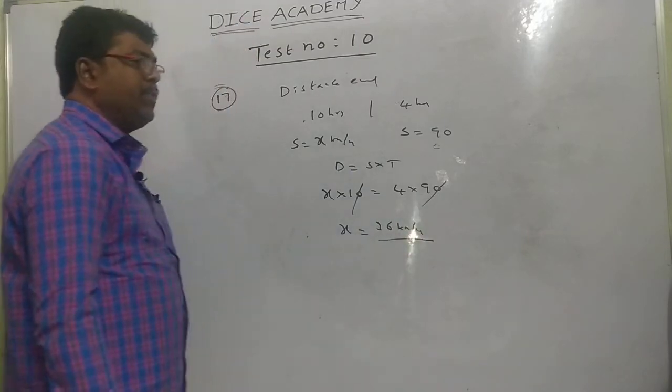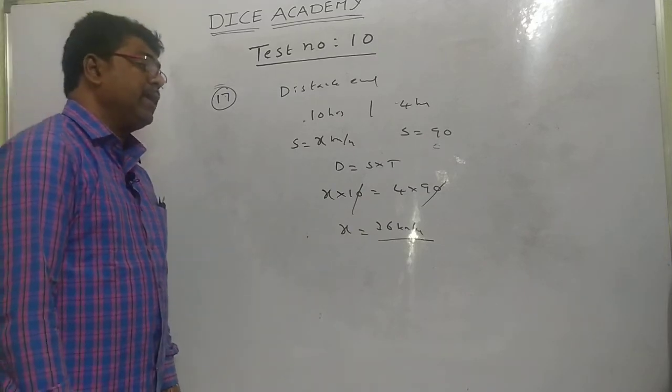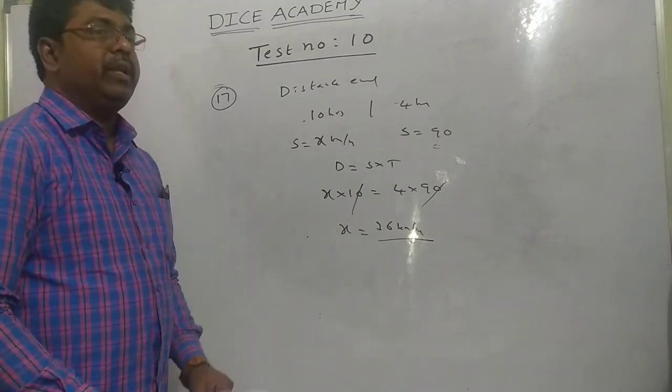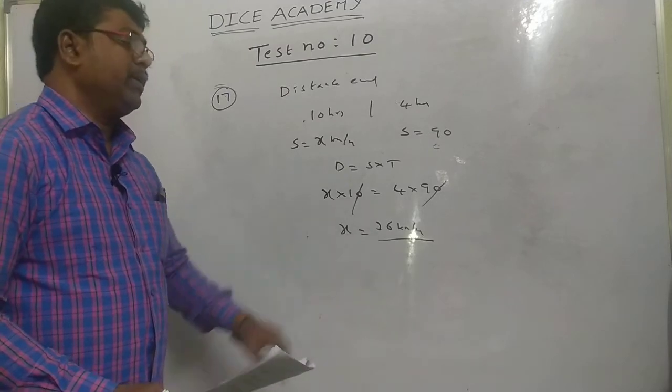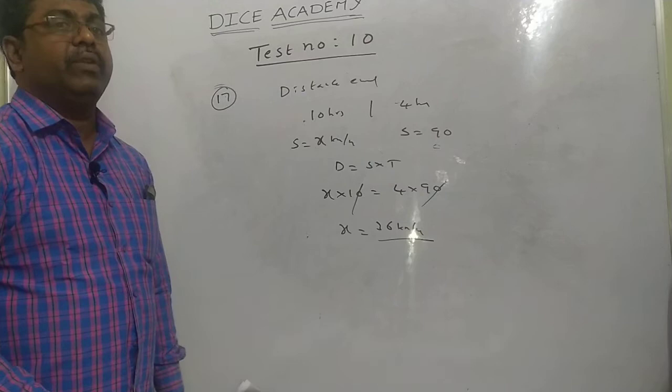So the goods train speed is only 36, and the express train is 90. That's why it is catching the goods train within 4 hours, because the goods train's speed is less and the express train's speed is more.